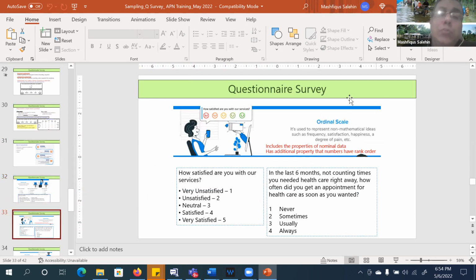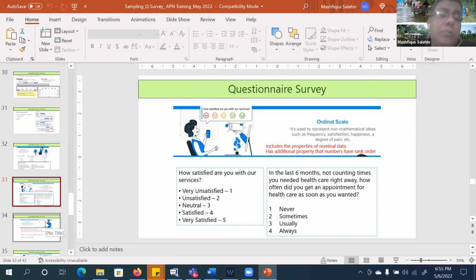But then there could be other scales, like the ordinal scale, where you rank your answers. For example, you will frequently see options in your questionnaire like very unsatisfied, unsatisfied, neutral, to very satisfied. Here you use some kind of scale, maybe a Likert scale from 1 to 5, and this is what we call an ordinal scale.